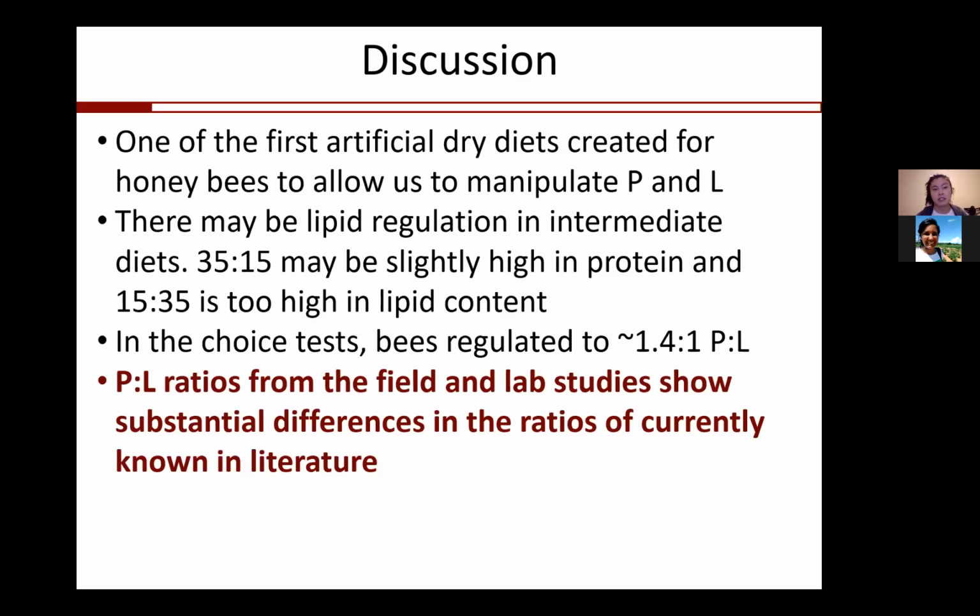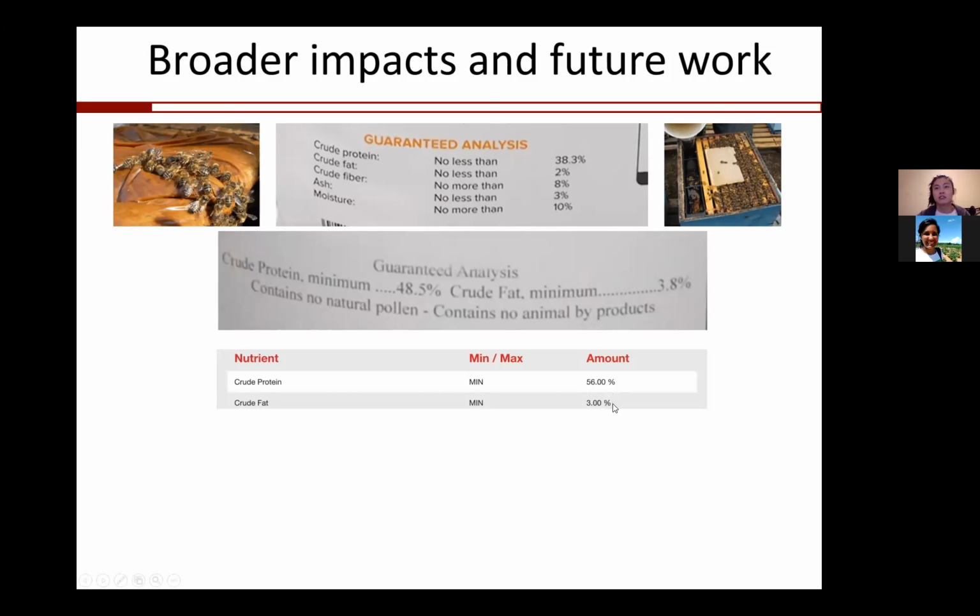So just some broader impacts here. These are some examples of protein feeds on the market. You can see that a lot of it is very heavily focused on protein. You have like 56% protein, 3% lipid. So lipids are not really paid any attention at all in the industry.